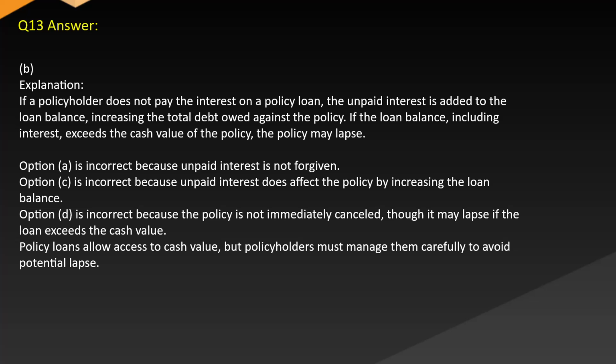Option A is incorrect because unpaid interest is not forgiven. Option C is incorrect because unpaid interest does affect the policy by increasing the loan balance. Option D is incorrect because the policy is not immediately cancelled, though it may lapse if the loan exceeds the cash value. Policy loans allow access to cash value, but policyholders must manage them carefully to avoid potential lapse.